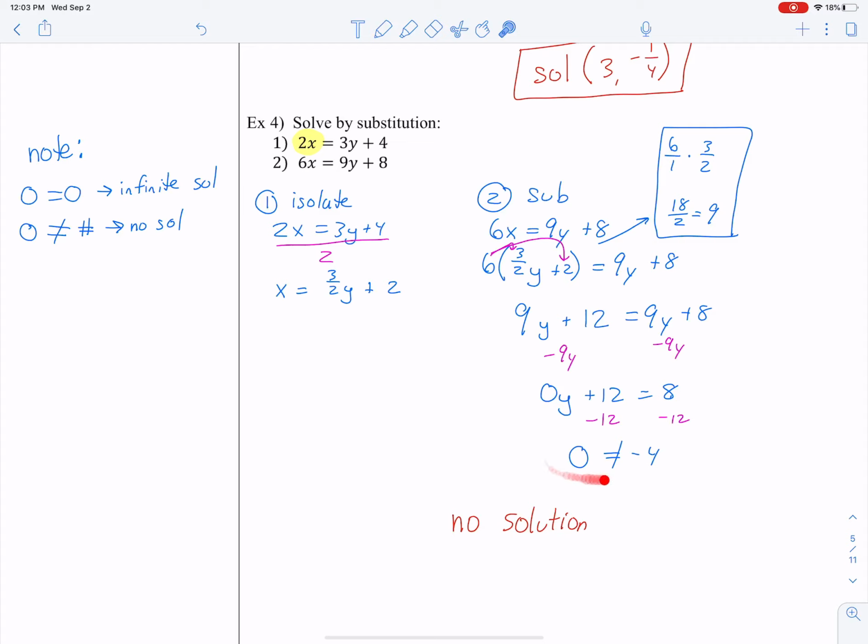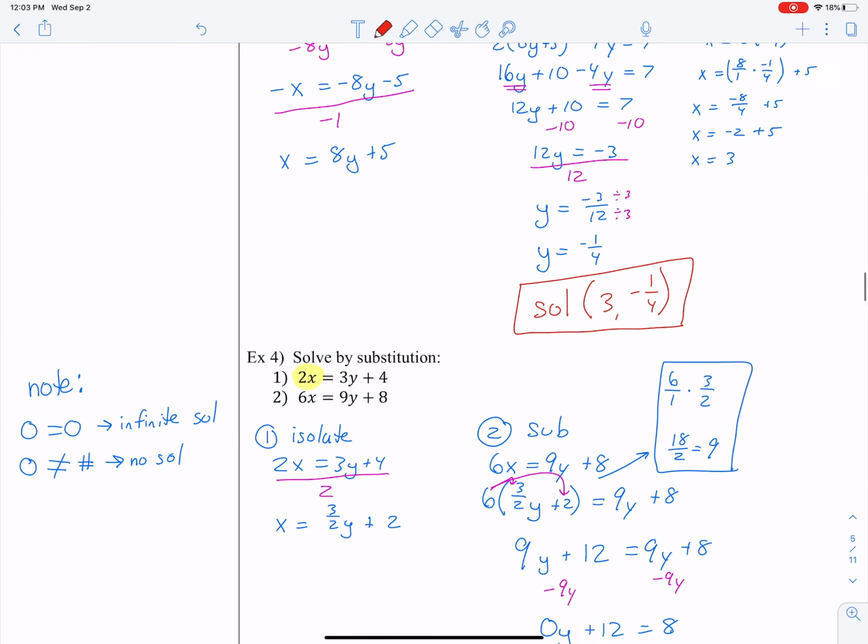If when I was here, I had gotten 0 is equal to 0, if it had worked out like that, then it would have been infinite solutions. Okay, so in this special case, you only end up doing step 1 and 2. Your variable, so your letter, disappears, becomes just a 0, and you either get 0 does not equal a number, or you get 0 is equal to 0. Okay, so those are the special case ones.